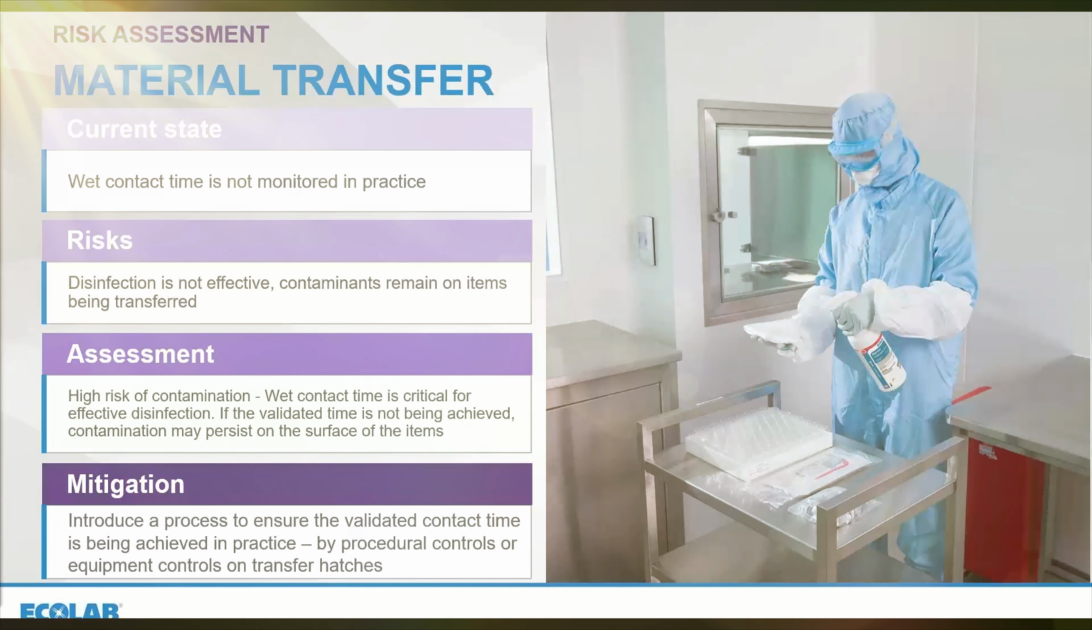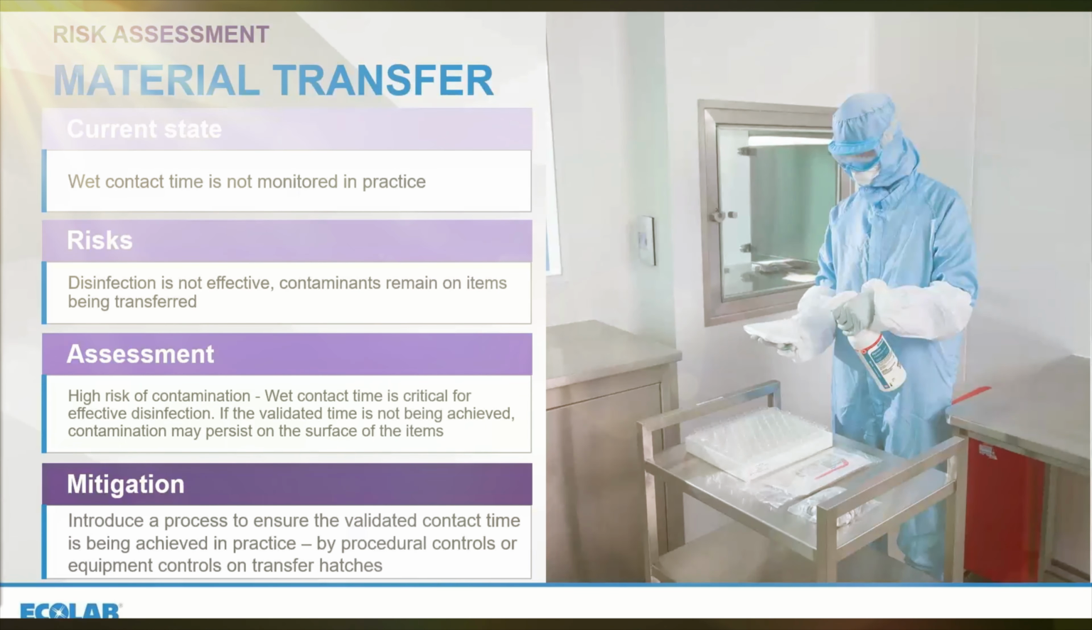And we often see that done, certainly with transfer hatches, with actual equipment controls. So often the interlocks on the hatch are aligned to the wet contact time. You test that the airflow in there means that you can actually achieve, for example, the 10 minutes you may have set as a contact time, and then you set your interlocks. So you load from one side, disinfect, place it into the transfer hatch, close down your doors, let the 10 minutes elapse before the door can be opened into the higher grade area that you're transferring to.